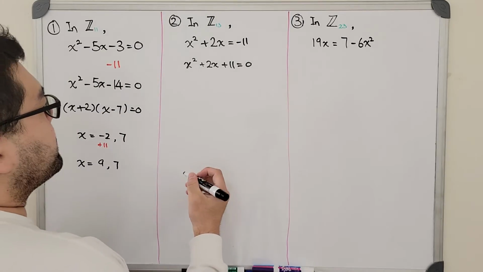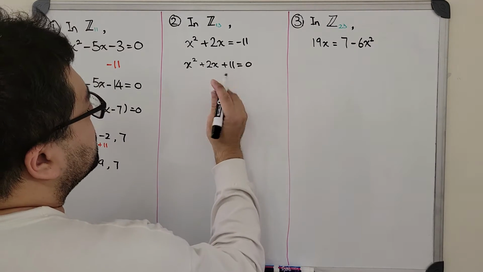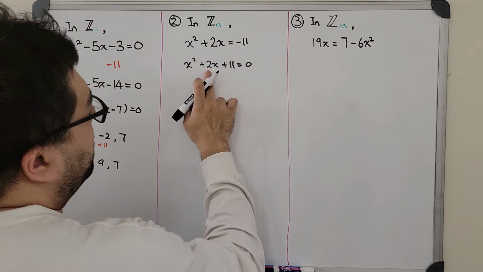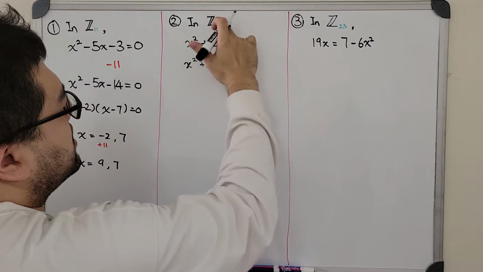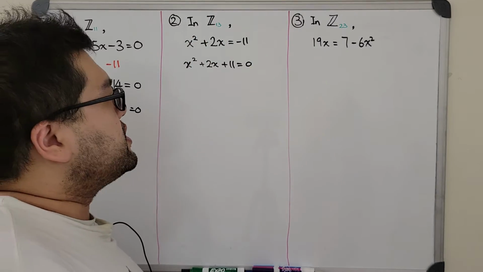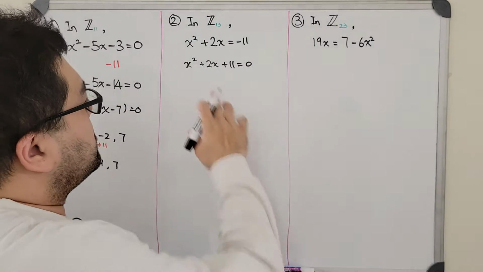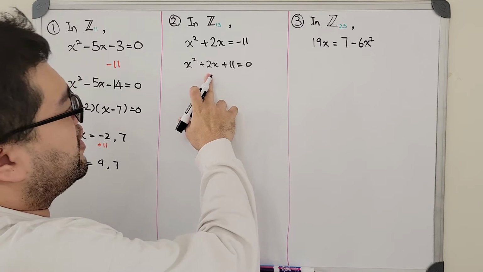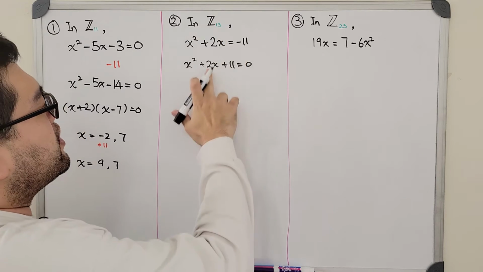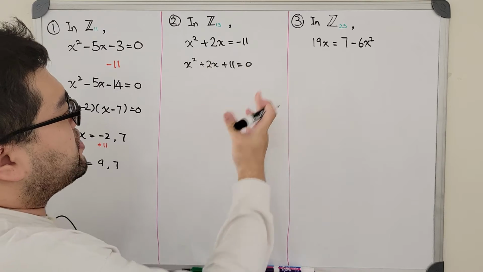Here is what we can do. We can try to think of positive 2 as negative 11, because they will have the same remainder.